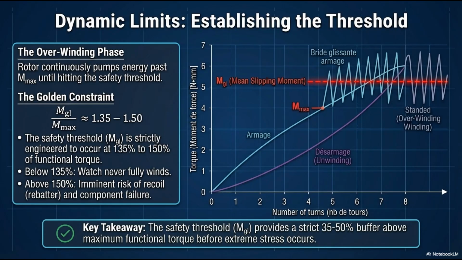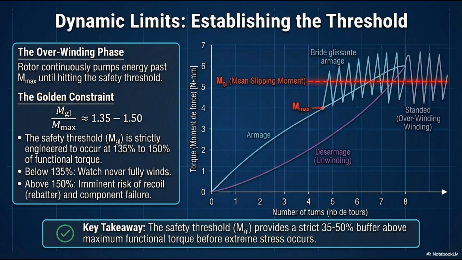Now let's add the automatic rotor's infinite energy to the graph. We must establish dynamic limits and find the critical safety threshold. Look at the extended graph. The rotor continuously pumps energy into the system, driving the blue winding line past m_max, the maximum functional torque needed to run the watch perfectly. The watch is now in the overwinding phase.